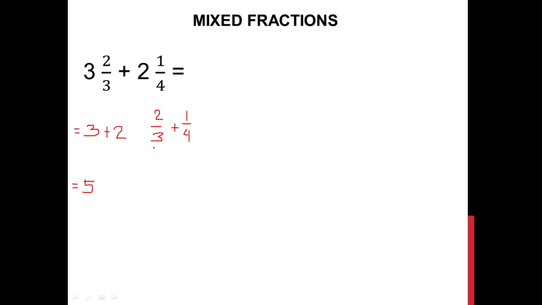But take a look at our fractions here. We have dissimilar fractions. So it's either you transform this one into similar fractions or use the butterfly method. So let's go ahead and transform this one into similar fractions. So let's find the multiples of 3 and 4 and then find the least common multiple.